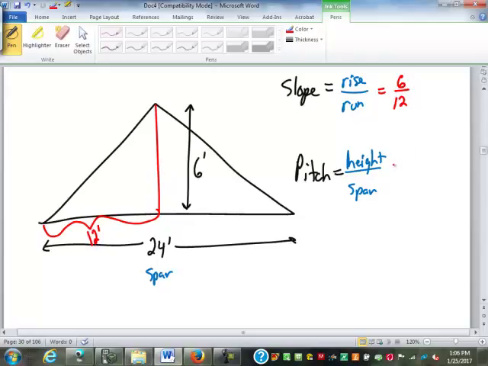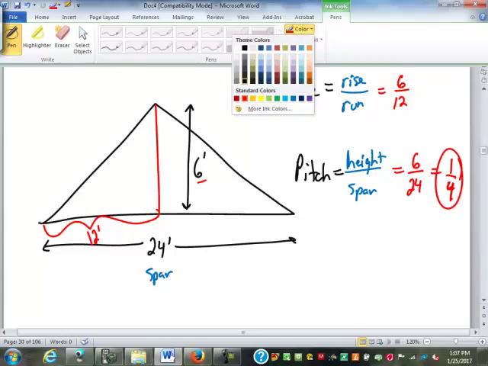Pitch, height over span, would be 6 over 24. That does get reduced down to a 1/4 pitch. A lot of people use the term pitch instead of slope. They call it a 6/12 pitch or a 4/12 pitch. It's not, it's a slope. Pitch dates back to when you actually did old rafter systems, ridge beams, where the pitch describes how high the ridge beam goes above the wall. So it's a little bit different approach to it.